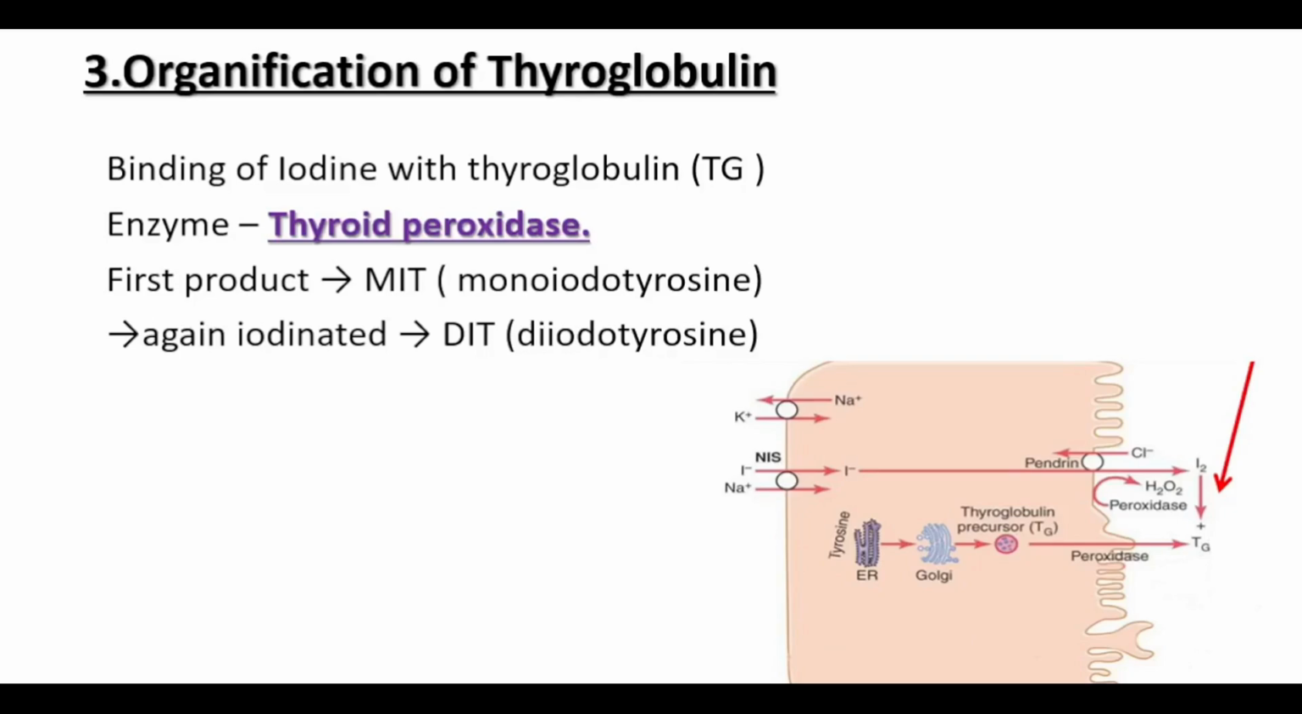And after binding we get a product. The first product formed is monoiodotyrosine, that is a single iodine is attached to tyrosine, that is monoiodotyrosine or MIT. Then if it is again iodinated, there will be 2 iodines, so that is diiodotyrosine. So 2 iodines attached to the tyrosine residue, that is DIT.